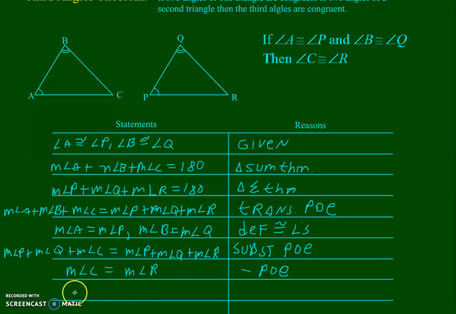And now our final statement, angle C is congruent to angle R, and that reason is definition of congruent angles. And there's our proof of the third angles theorem. So now let's move on to the next section.